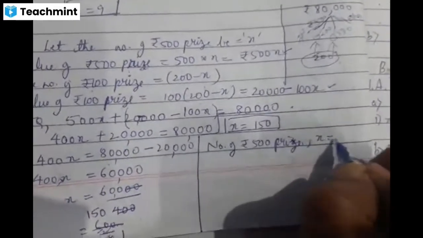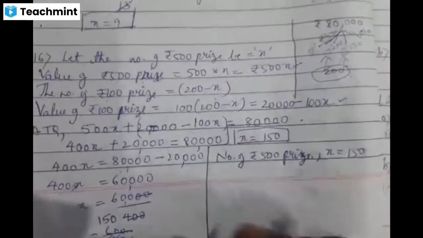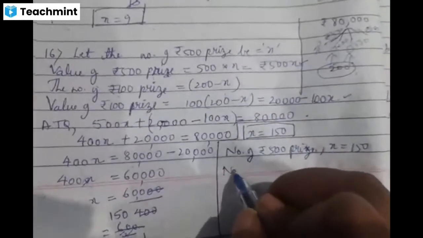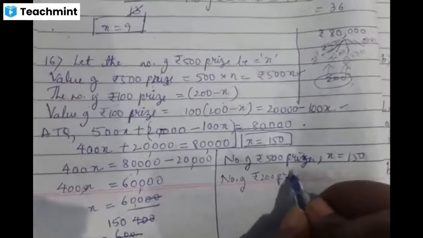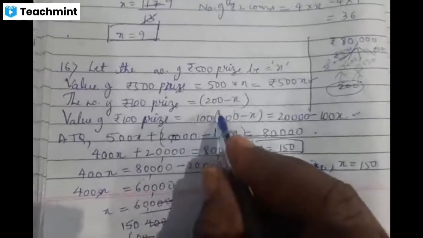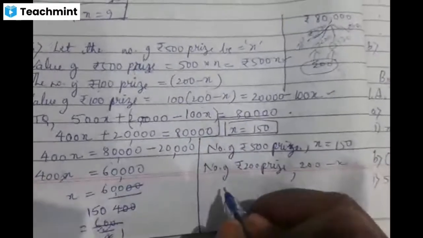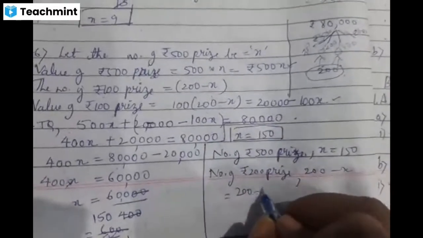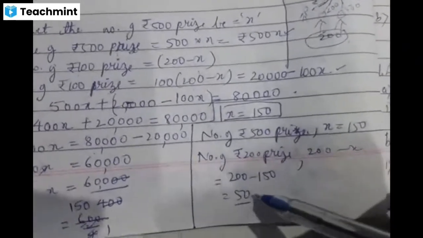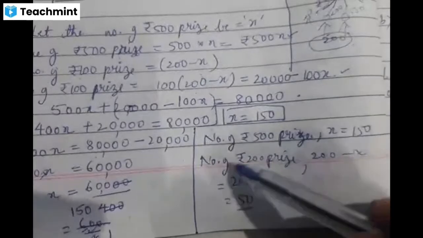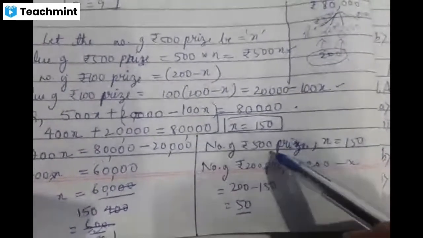What we have taken, x is equal to 150. Number of 500 rupees prize is 150, and number of 200 rupees prize will be, how much we have taken? Total persons are 200, so 200 minus x. So 200 minus 150 is equal to 50. So 50 persons are getting 200 rupees as prize and 150 persons are getting 500 rupees as prize.